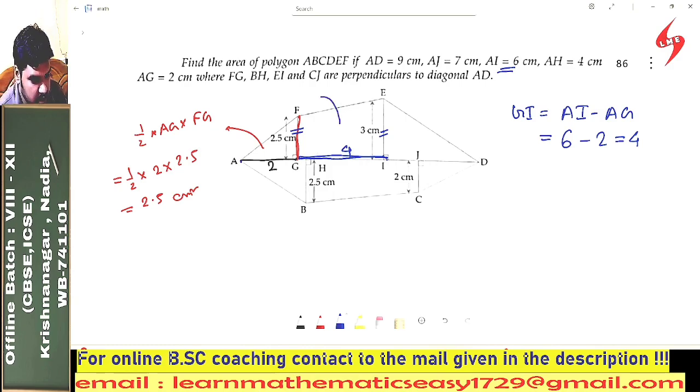Now this is a trapezium, so we have to use the formula of area of trapezium here. That is half into sum of the parallel sides, that means 2.5 plus 3, into the distance between them, that is 4 here. Okay. So here 2 and 4 cancel out. That is 2. And here it is 5.5 into 2. That must be 11. So this is 11 cm square. Okay.